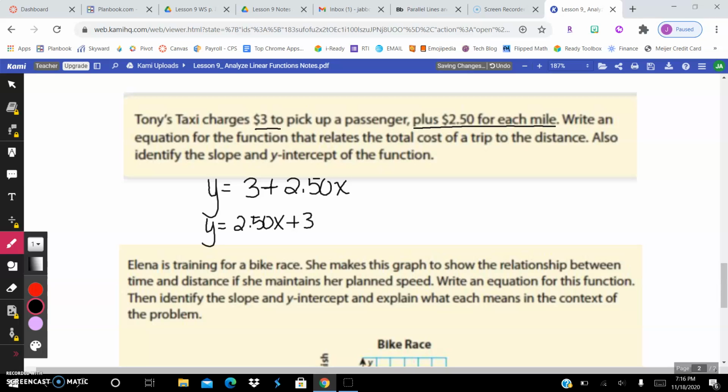And then it says identify the slope and the y-intercept. So y equals mx plus b. Remember, m is our slope. And if we look here, we have 2.50, or we could say 2.5, is our slope. It's in the m spot. And the b is the y-intercept. And in the b spot, we have a positive 3.